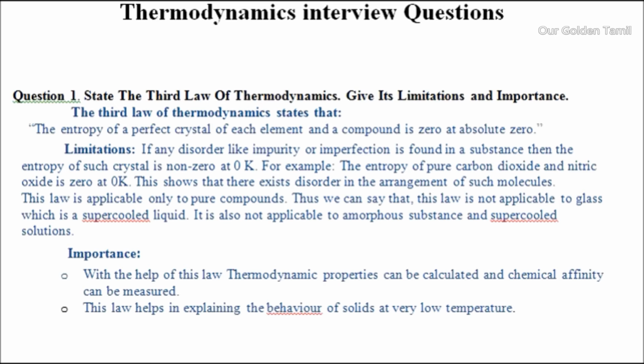If any disorder like impurity or imperfection is found in a substance, then the entropy of such a crystal is non-zero at 0 Kelvin. For example, the entropy of pure carbon dioxide and nitric oxide is non-zero at 0 K. This shows that there exists disorder in the arrangement of such molecules. This law is applicable only to pure compounds. Thus we can say that this law is not applicable to glass, which is a supercooled liquid. It is also not applicable to amorphous substances and supercooled solutions.